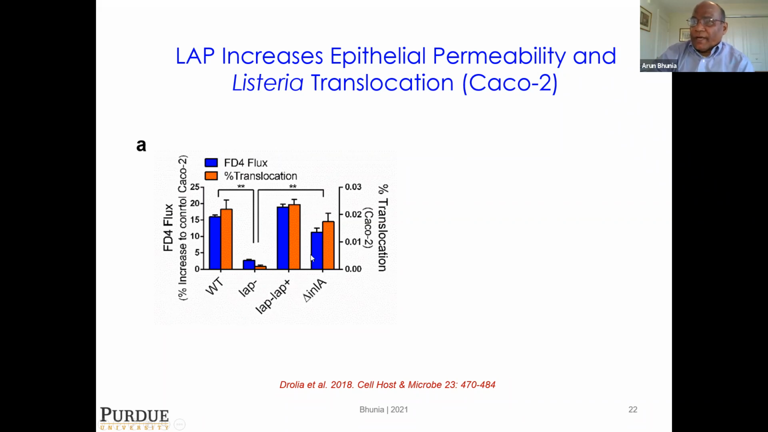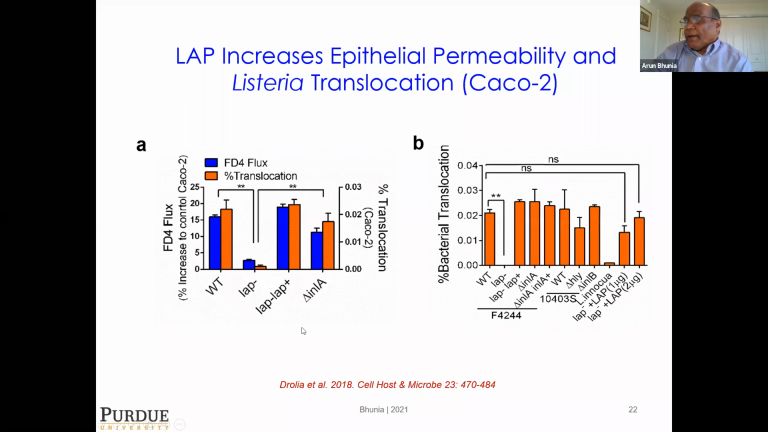The Internalin A mutant behaved similarly to wild type. And we showed that earlier. So that clearly says that Internalin A is not necessarily involved in epithelial barrier opening or epithelial barrier compromise. So this clearly shows LAP is involved. And then we looked also at other virulence factors I mentioned, the hemolysin, Internalin B, and they didn't really have much effect on bacterial translocation. We used the mutant strain.